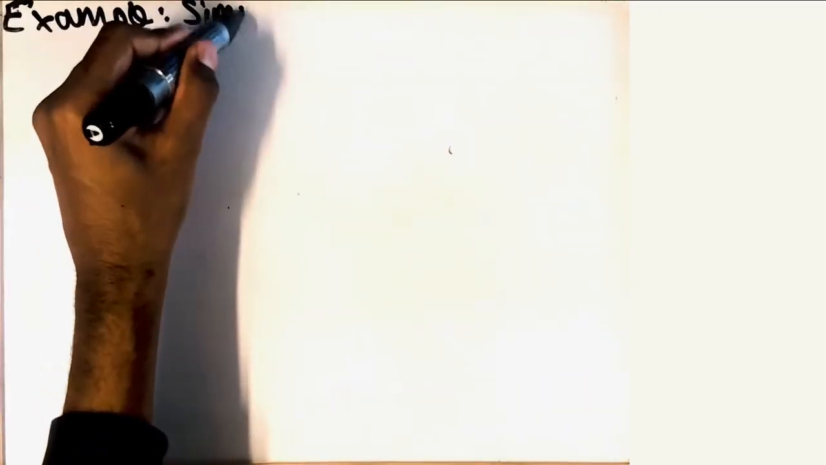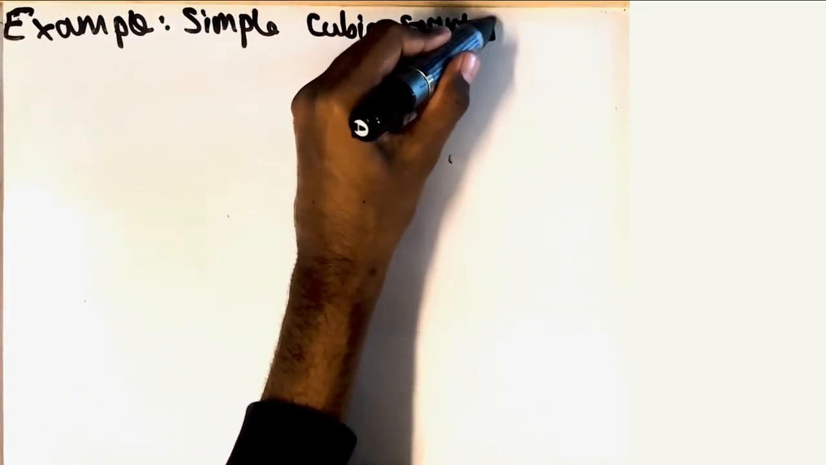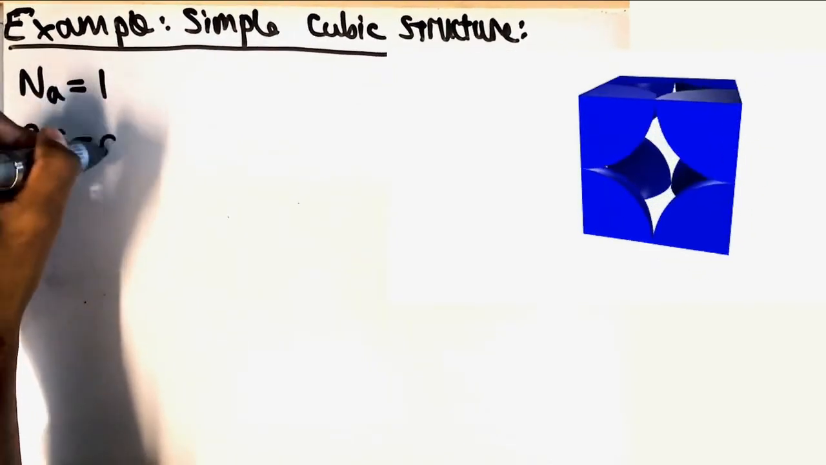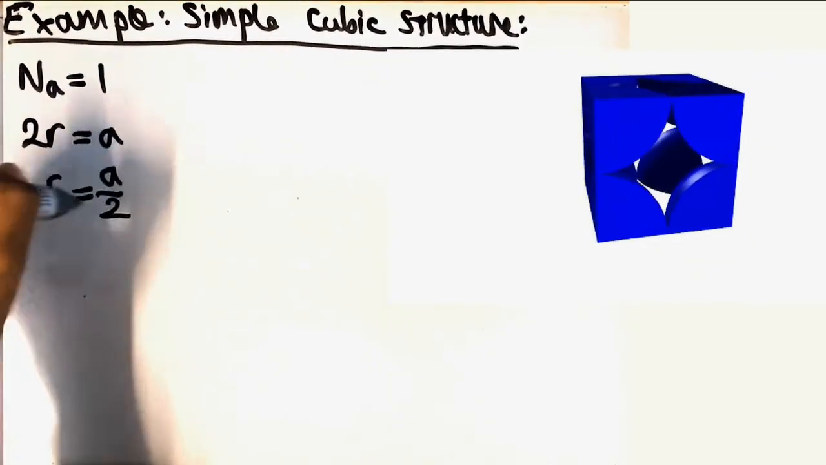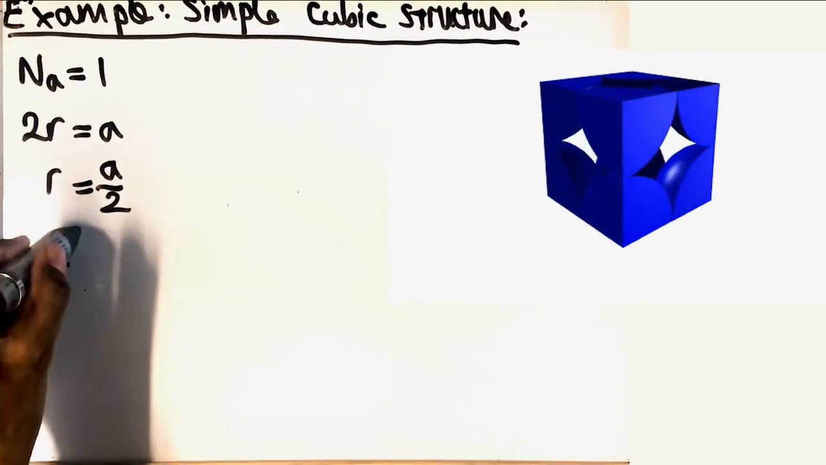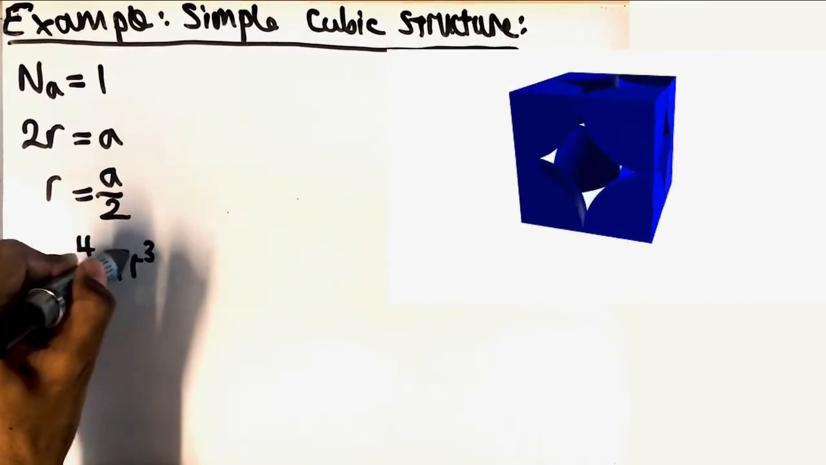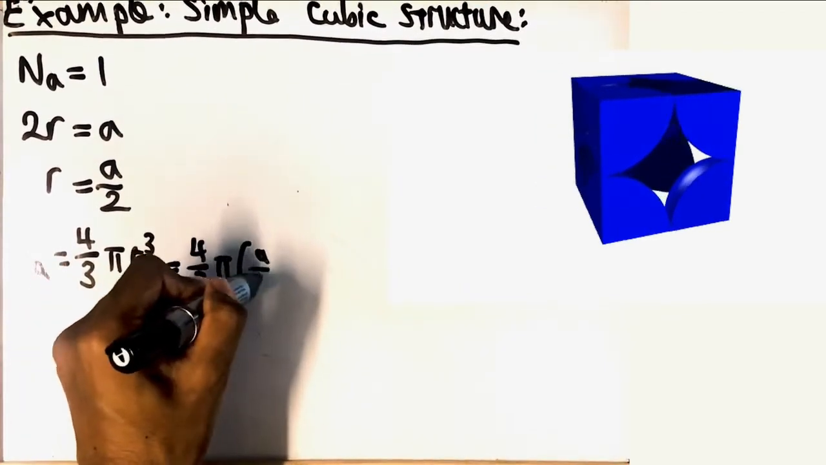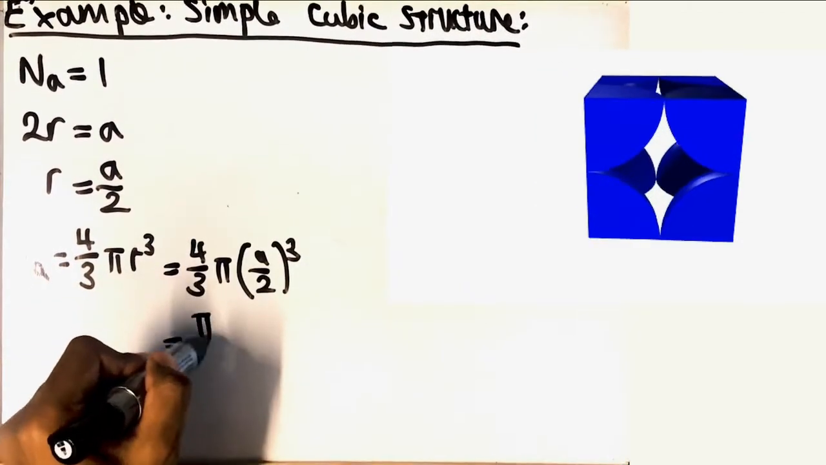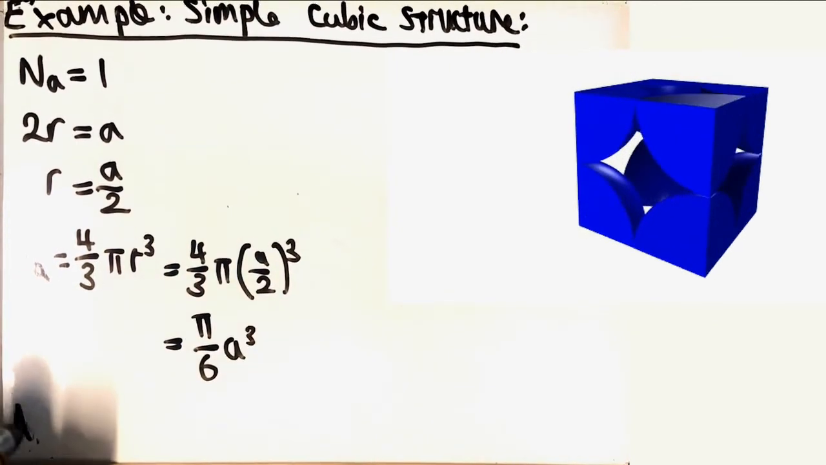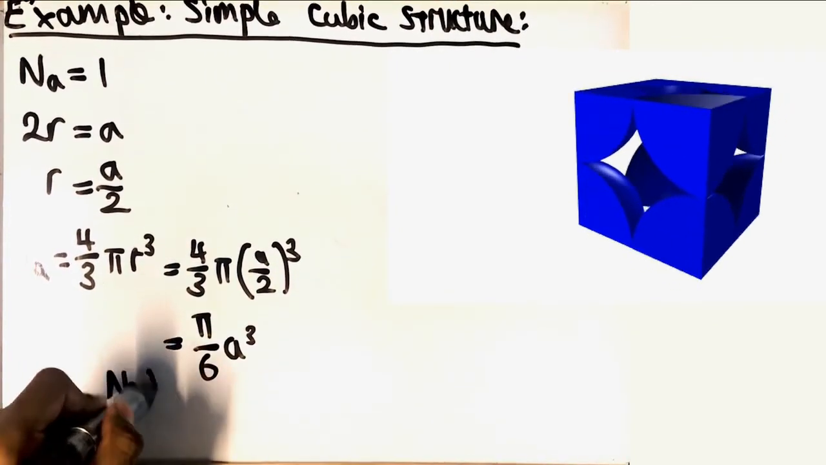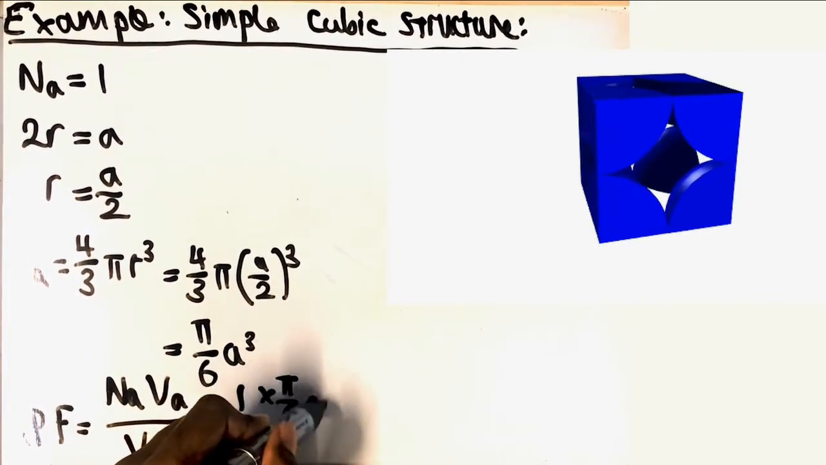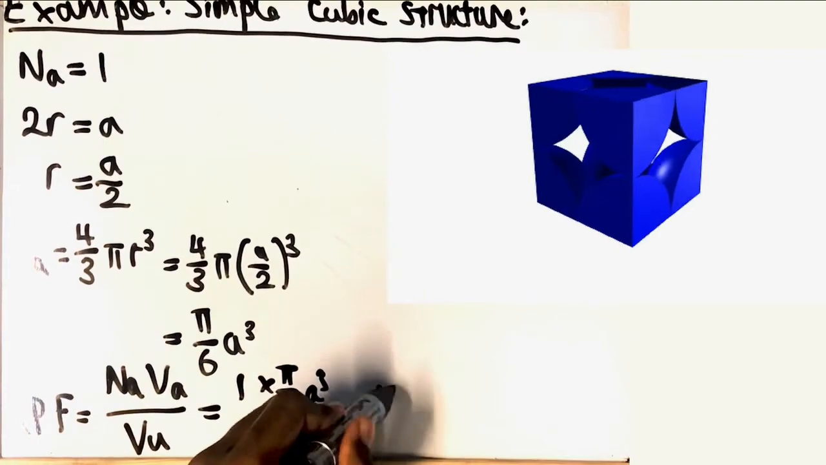Here's an example of calculating the atomic packing fraction for a simple cubic structure. The number of atoms is 1, since each corner contributes an eighth of an atom in the unit cell. Expanding the atoms and looking at one face, we see that for a unit cell of side A, 2r equals A, so the radius is A over 2. Now we can calculate the volume of a sphere, and using the volume of a cube for Vu, we can substitute these values into the formula for the packing fraction, which simplifies to 0.52.